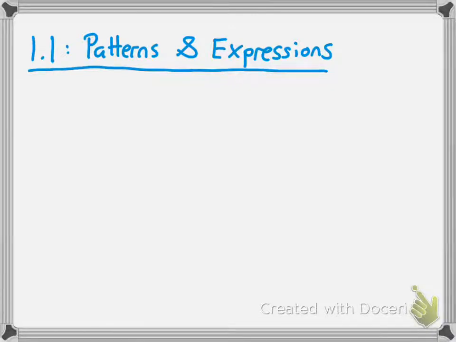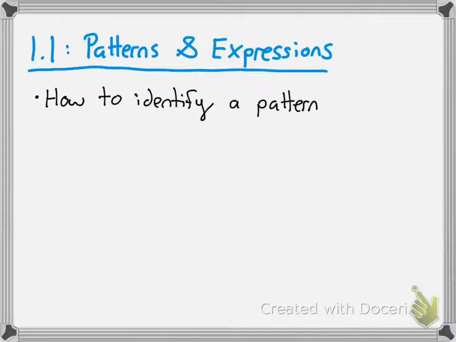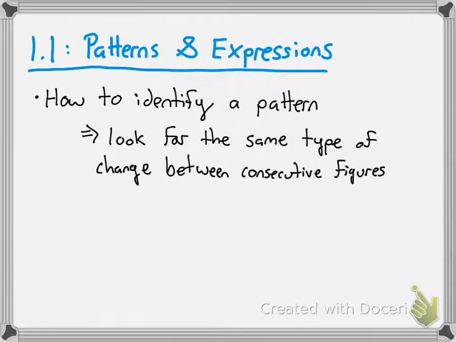In section 1.1, we're going to talk about patterns and expressions. The goal of this section is going to be to look at different sequences of shapes or figures or numbers, and then to be able to identify a pattern between them, and then finally describe that pattern either verbally or using an algebraic expression. So the first thing that you want to ask yourself here is, how can you identify a pattern? What you're going to want to do is look at that sequence of shapes or numbers, and you're going to want to try to look for the same type of change that's happening between consecutive figures.